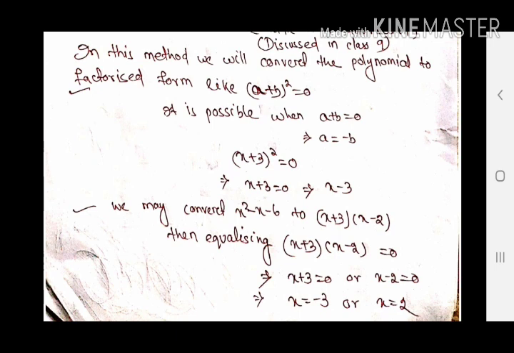But in the previous case, if something is in the form of x square plus 6x plus 9, it will be (x plus 3) whole square. So (x plus 3) whole square is 0, that means x plus 3 is 0, so x equals minus 3. Already we have discussed that in a quadratic polynomial, the number of zeros may be 1, may be 2, or may be 0, no solution. So it has a maximum of 2 solutions.